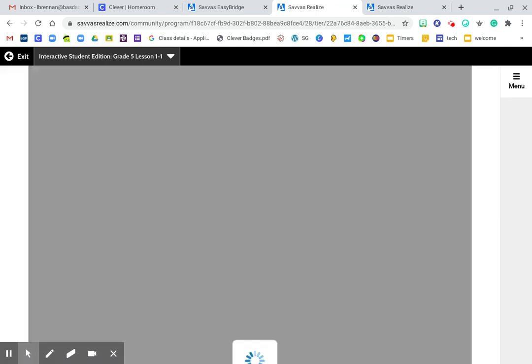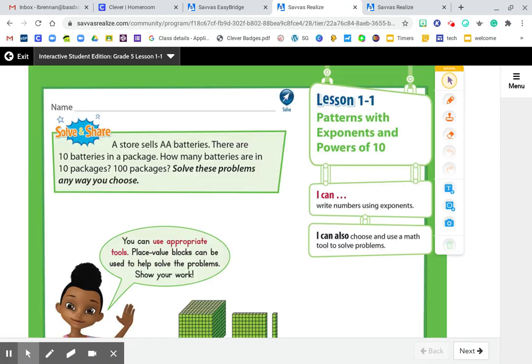I have two assignments in today for you, and they are the quick check and the buddy work. Those are graded assignments. The other stuff is really up to you. If you'd rather use the textbook, that's fine. If you want to use the interactive textbook, that's fine. Either way. So here's the interactive textbook.